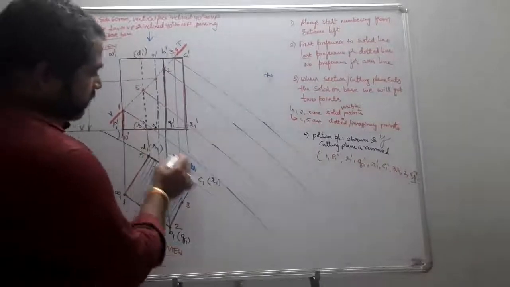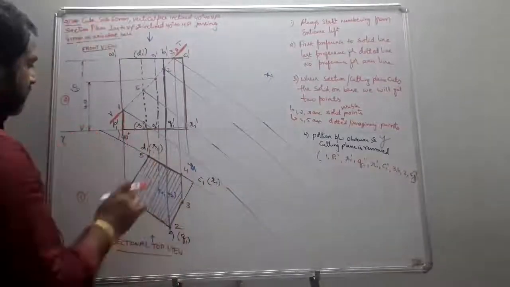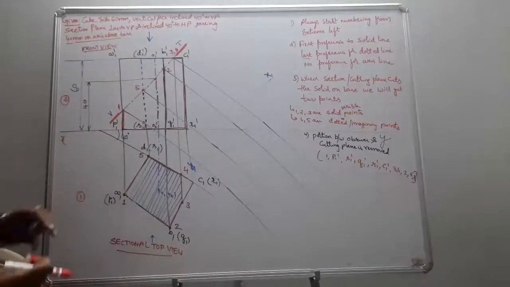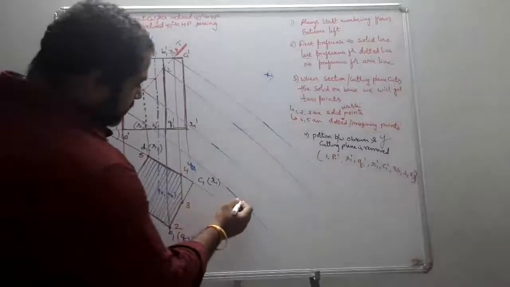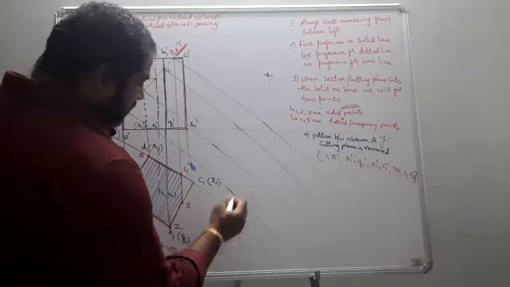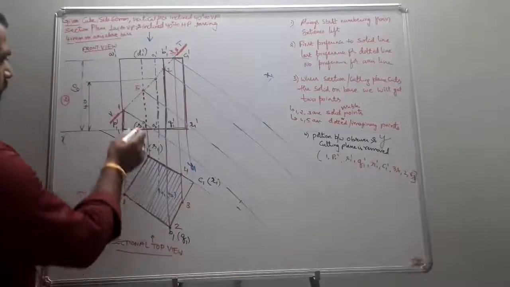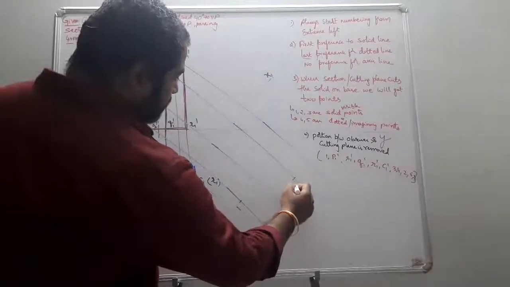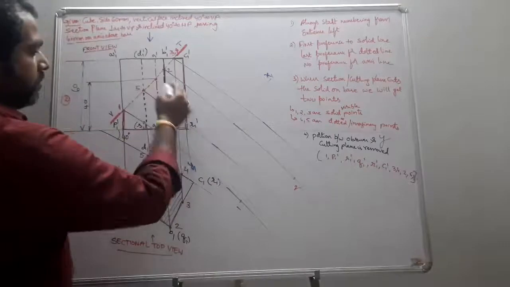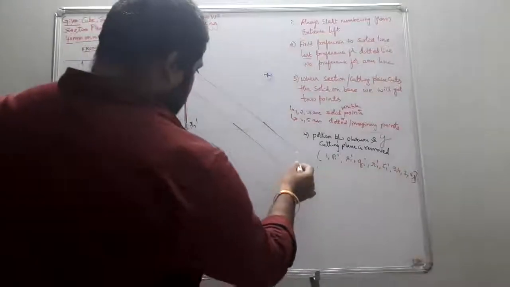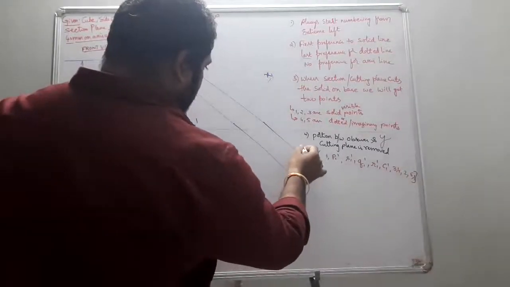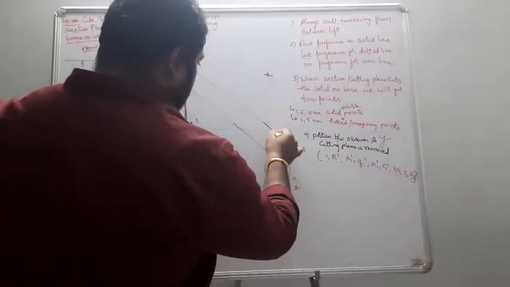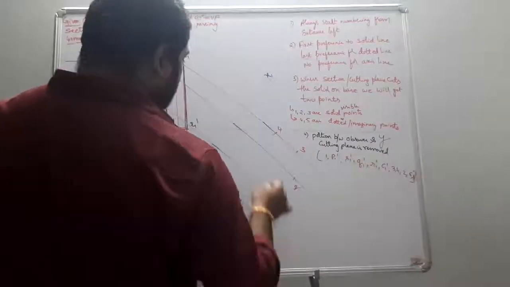So this was your one projector. The distances from the old reference line to one point is taken. Just consider somewhere here. This is one. This was two projector. This was two. Three projector. Three. Four.